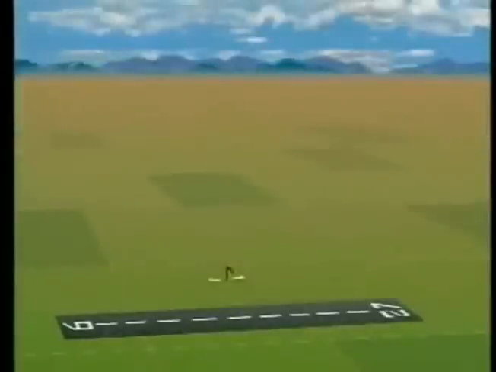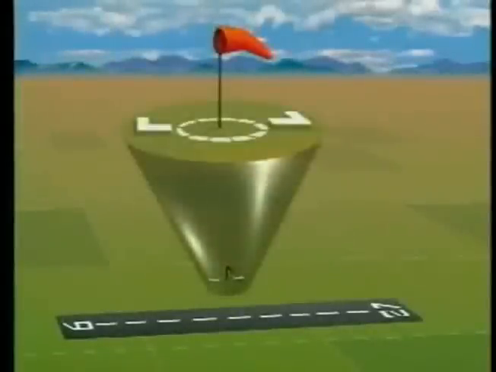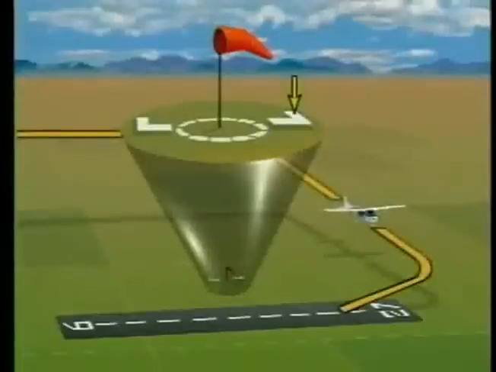When installed at uncontrolled airports, the wind and landing direction indicators are usually placed in the middle of a segmented circle. The segmented circle helps identify the location of the wind direction indicator, and the extensions indicate the correct traffic pattern for each runway at the airport.